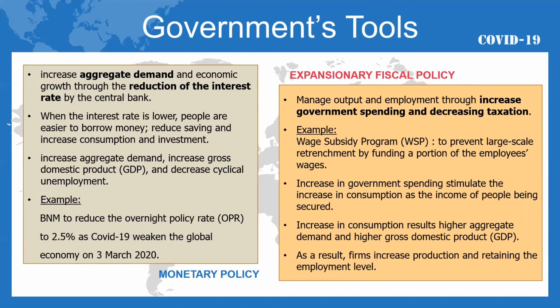This is to prevent large-scale retrenchment by funding a portion of the employees' wages to decrease the burden of the SME industry. Besides that, government spending has increased to stimulate consumption as the income of people is secured. When consumption increases, this will result in higher aggregate demand and higher gross domestic product. In conclusion, firms will increase production and retain the employment level.